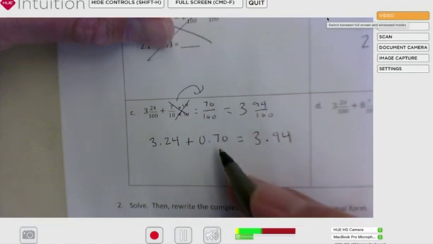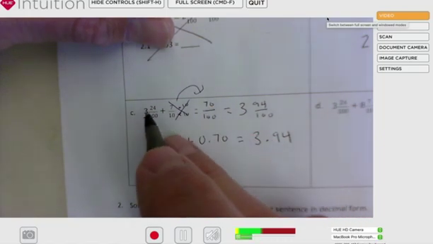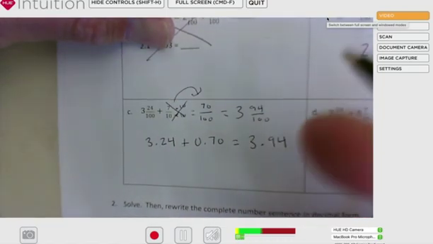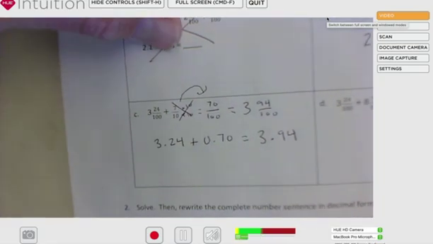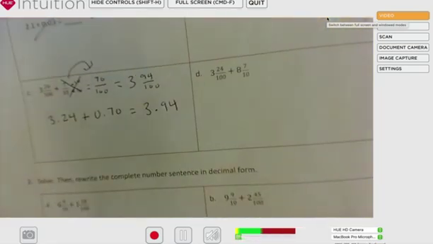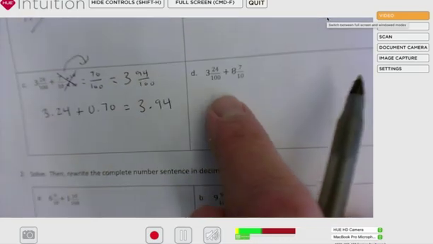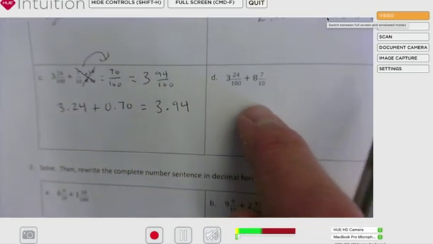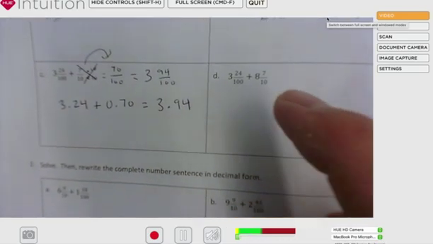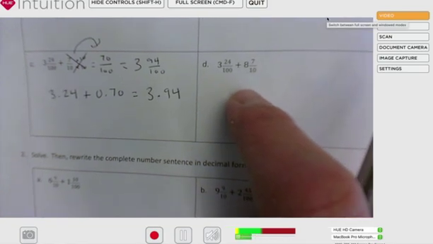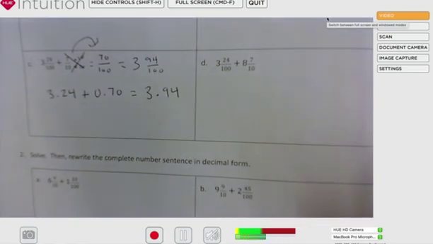The 70, we know how to represent that. We know how to add 24 plus 70. There's nothing here that you don't already know how to do. It's just combining in different ways. So I would like you to do this one on your own, okay, right now.